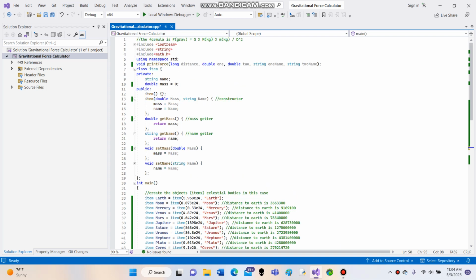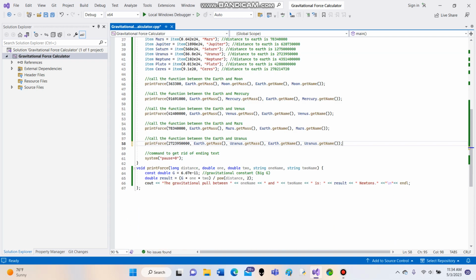We're going to be using the formula F sub gravity is equal to big G times the mass of the first object times the mass of the second object divided by the distance squared. Big G is also known as the gravitational constant. This number is 6.67 times 10 to the negative 11th power, also known as big G whenever I'm talking about it.